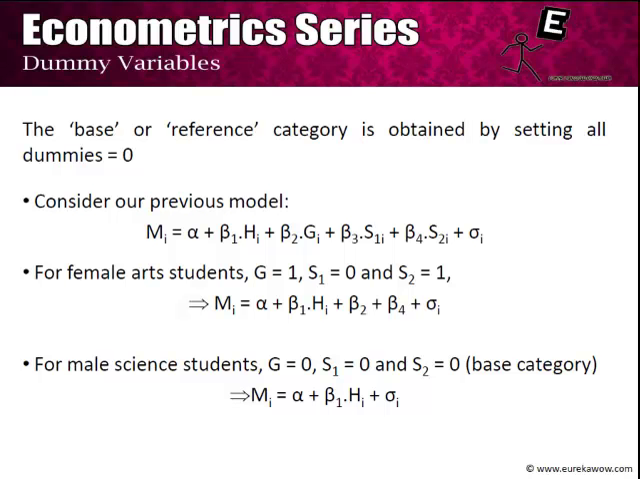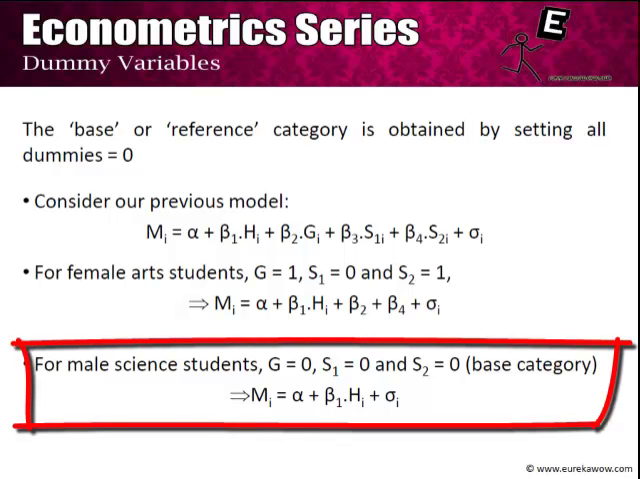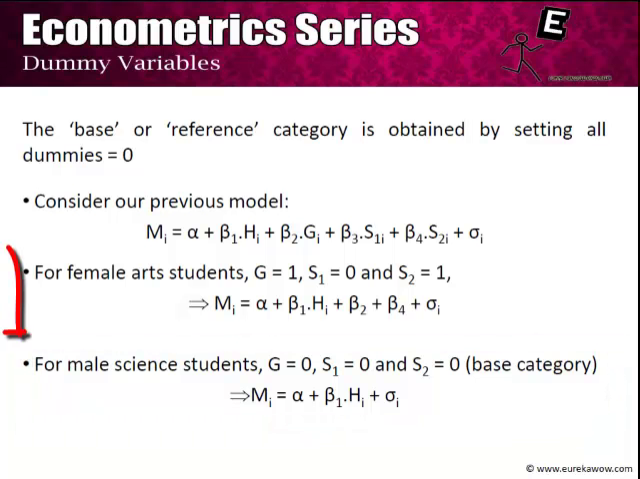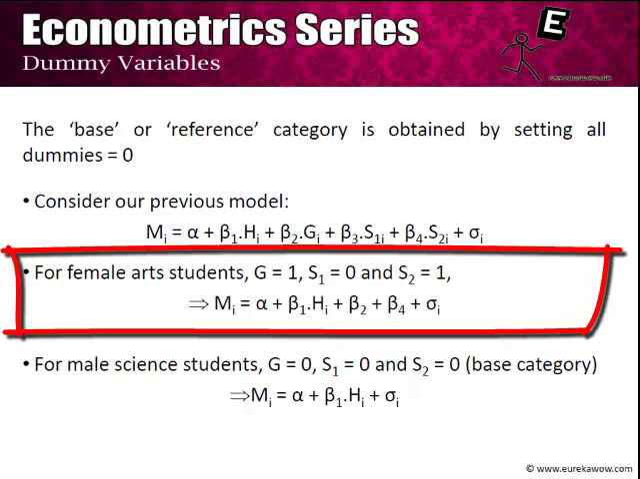When we put G equal to 0, we mean we are talking about males. And when we put S1 and S2 equal to 0, we know we are talking about science. Hence the reference or base category in this case is a male science student. Similarly, when we are talking about a female arts student, since we are talking about females, G will be equal to 1. And since we are talking about an arts student, S1i, which is commerce, will be equal to 0 and S2i, which is arts, will be equal to 1.